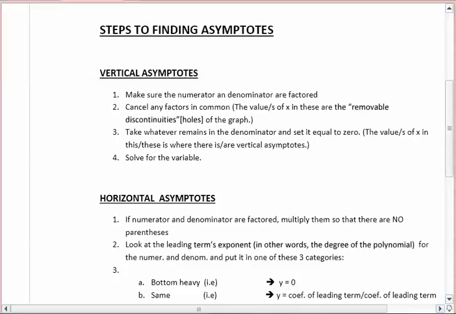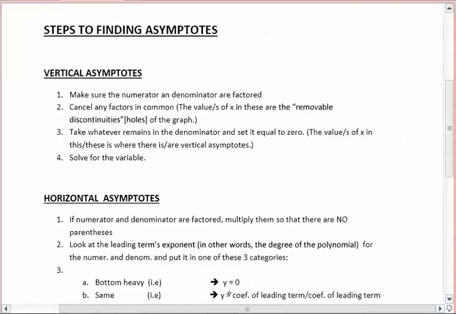The first thing we're going to do is the vertical asymptotes, and there are some steps that I like to follow, these 4 steps. First, make sure that the numerator and denominator are factored. Then cancel any factors in common. If we end up canceling something in common, that polynomial, probably a binomial, if we set it equal to 0, will tell us where there's a hole in the graph. We'll look at that in a later video.